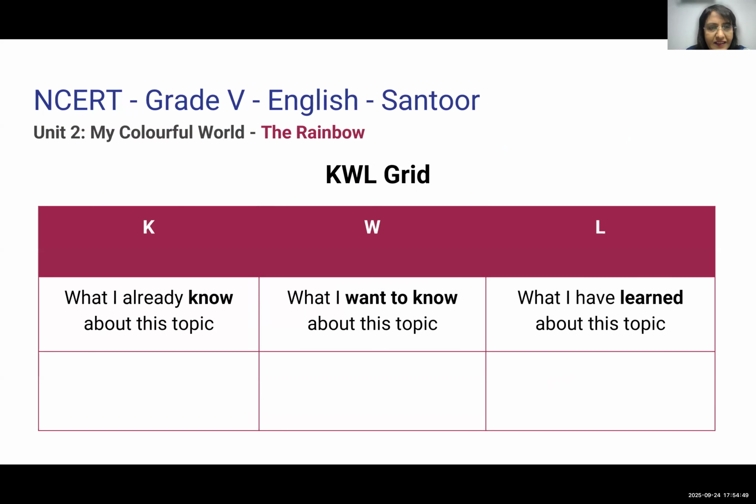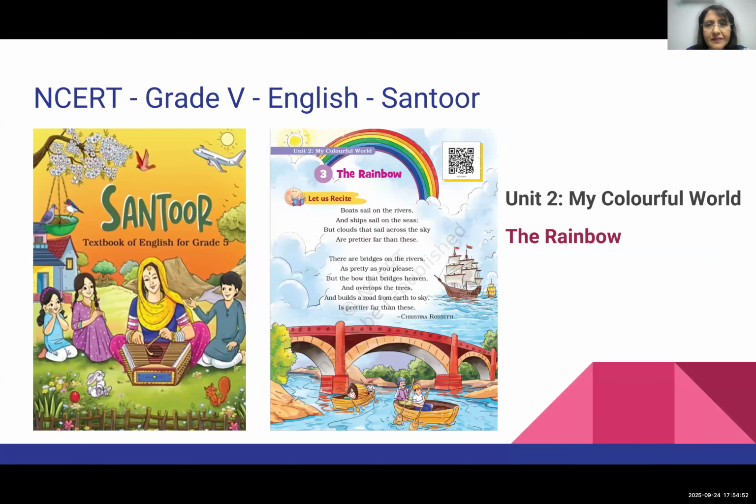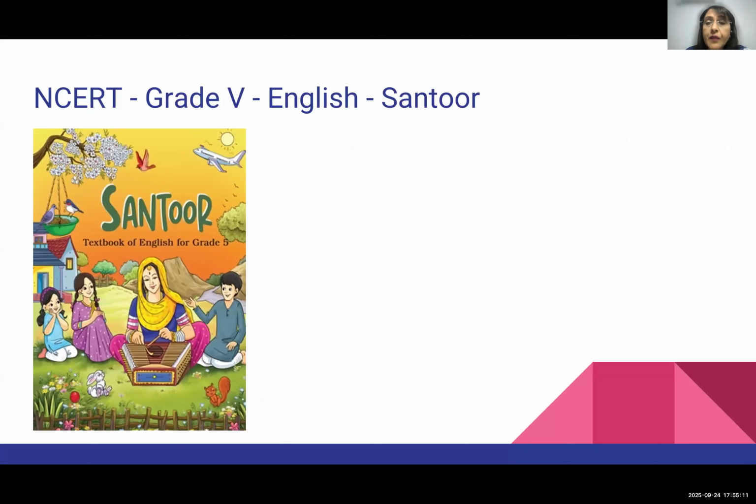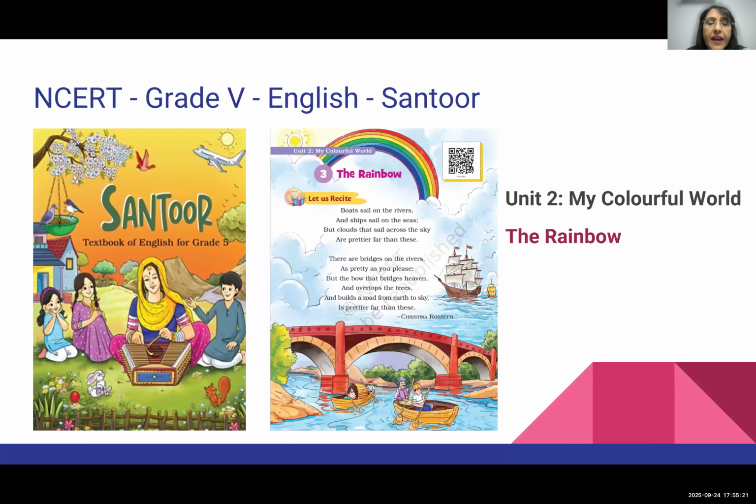Okay. So as I said, this is just for the sake of simplicity. I have used the primary section textbook, but you can use it with any grade, secondary, senior secondary, or even the college. And some of you must be recognizing this book. This is the NCERT Grade 5 English textbook Santur. Let's take an example from Unit 2, My Colorful World, the Rainbow.